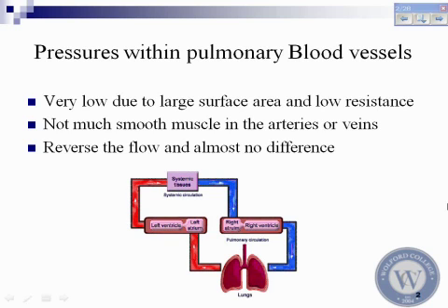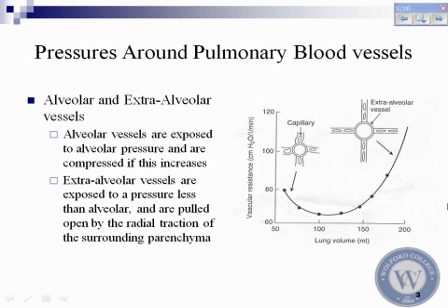Now, do you get partial reversal? And the answer is somewhat. When the mitral valve becomes incompetent, you can have some reversal in flow, but it's very temporary and it's only during a certain portion of the cycle. The pressures around the pulmonary blood vessels are important in the sense that it just decides where the blood's going to be shunted to. Okay?